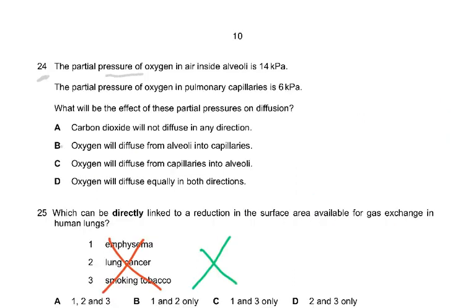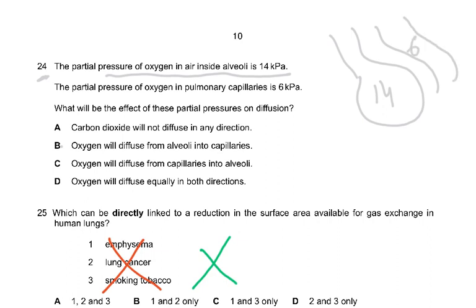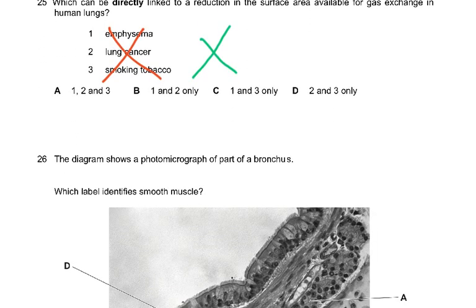Number 24, the partial pressure of oxygen in air inside the alveoli is 14 kPa. Alveoli 14 kPa. The partial pressure of oxygen in the pulmonary capillaries is 6 kPa. What will be the effect of these partial pressures on diffusion? Carbon dioxide will not diffuse in any direction. Oxygen will diffuse from the alveoli into the capillaries. Answer is B. Oxygen will diffuse from the capillaries into the alveoli, that's wrong. Oxygen will diffuse equally in both directions, also wrong. Question 25 has been removed from your syllabus, so I'm not talking about that.